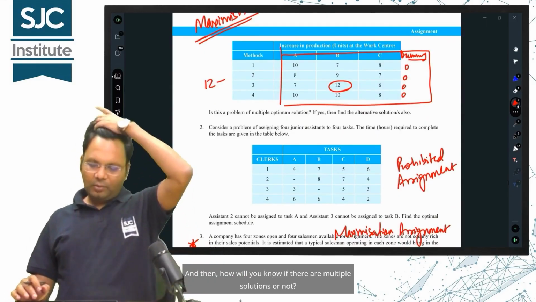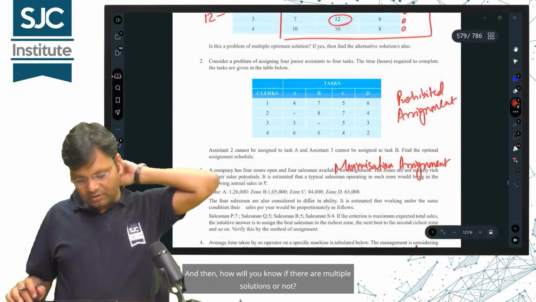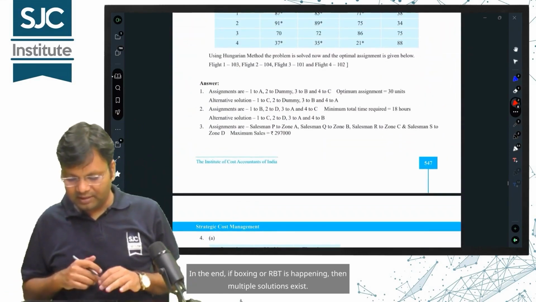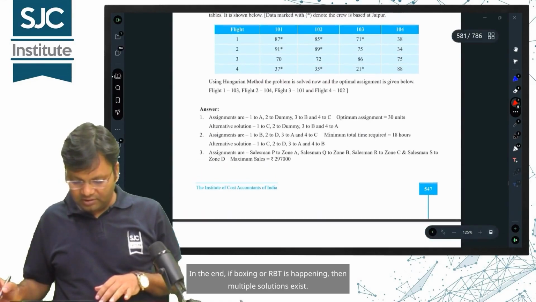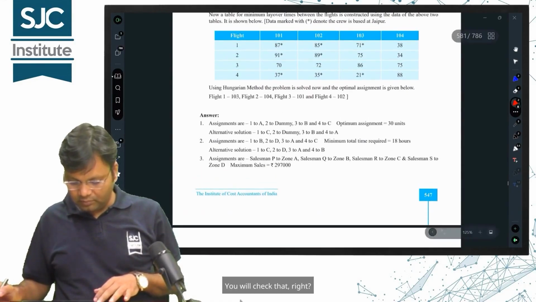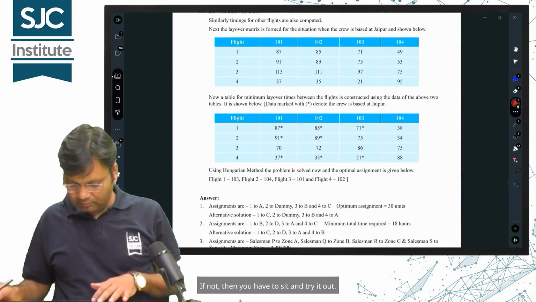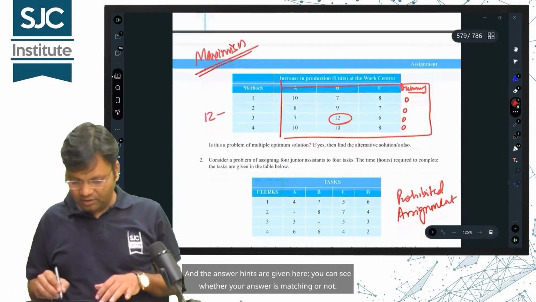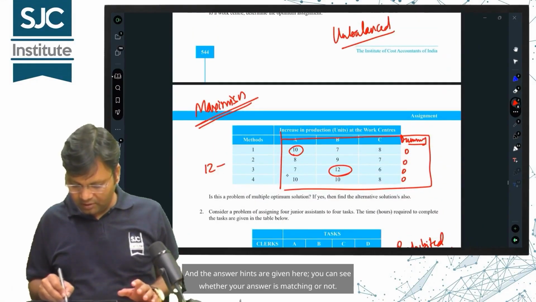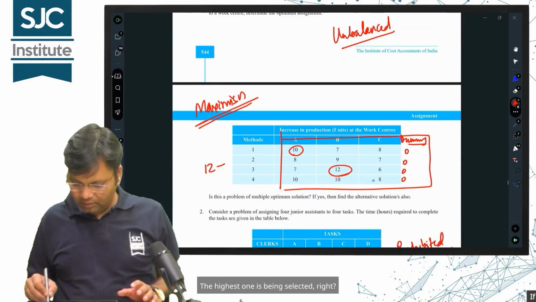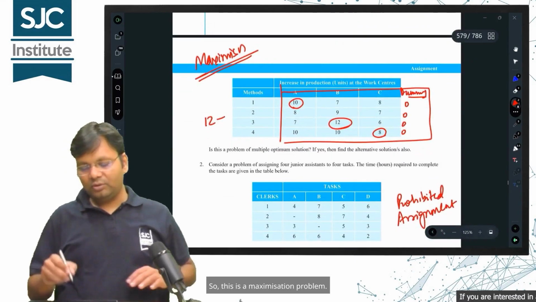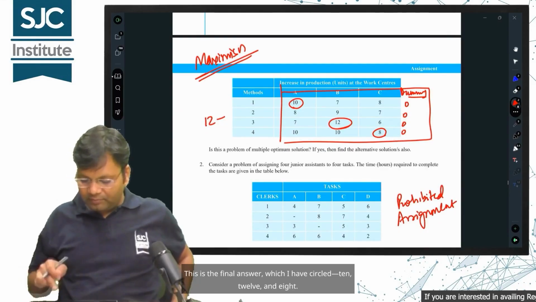And then, how will you know if there are multiple solutions or not? In the end, if boxing or RBT is happening, then multiple solutions exist. You will check that, right? If not, then you have to set and try it out. And the answers are given here. You can see whether your answer is matching or not. The highest one is being selected, right? So, this is a maximization problem.